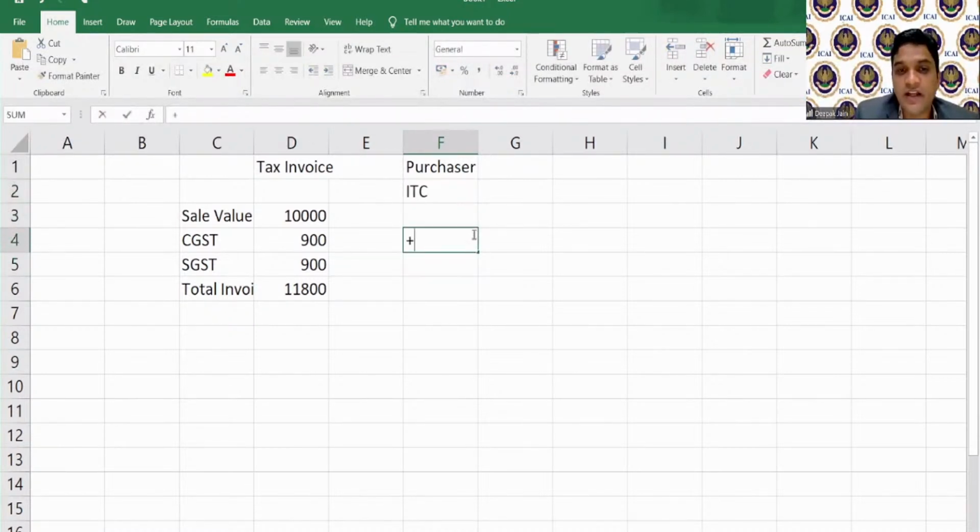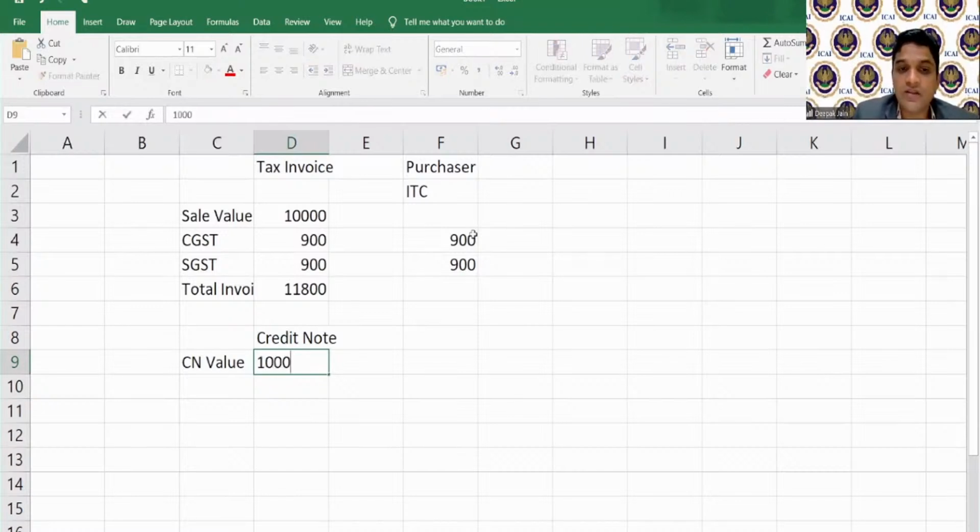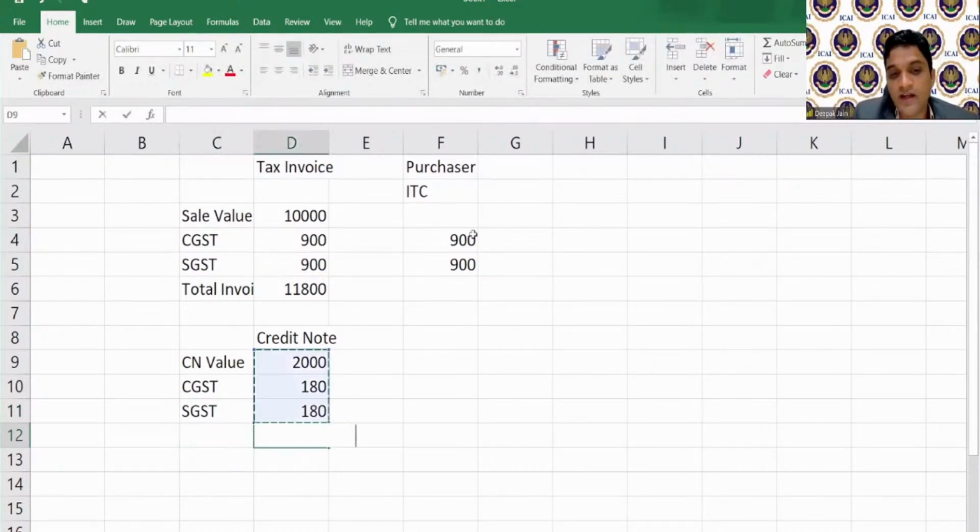How much ITC will he get? Full 900 and full 900, 1,800 he's getting the credit. Now I am raising a credit note. The credit note value is: I have to give him a discount of 2,000 rupees. In the credit note, I will say CGST on this is 9% and SGST is again 9%. Okay, total credit note value is this.